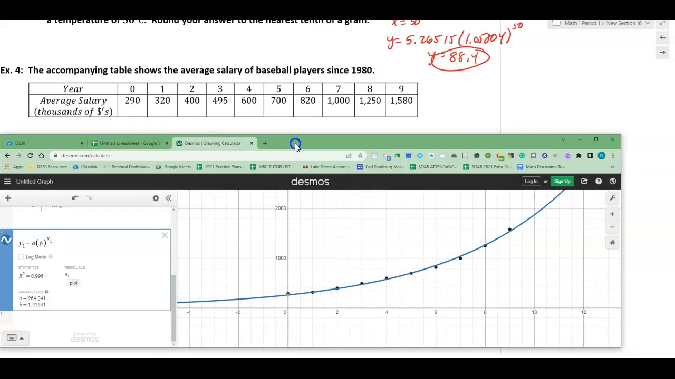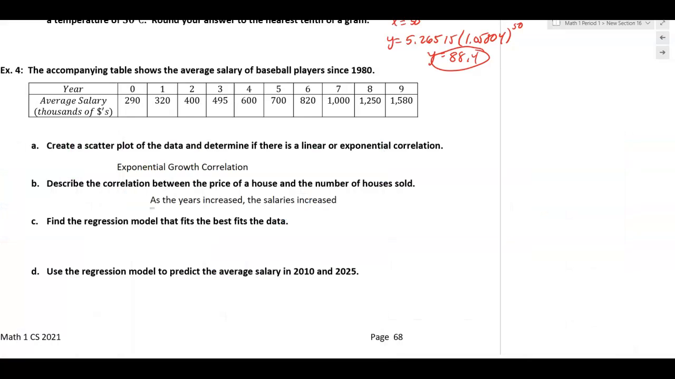So I'm going to transfer that to my paper. Y equals 264.041 times 1.21641 to the x power. And right away, if I wanted to figure out the salaries in 2010 and 2025, for 2010, that's 30 years after 1980, so I'm going to let x equal 30. For 2025, I'm going to let x equal 45.